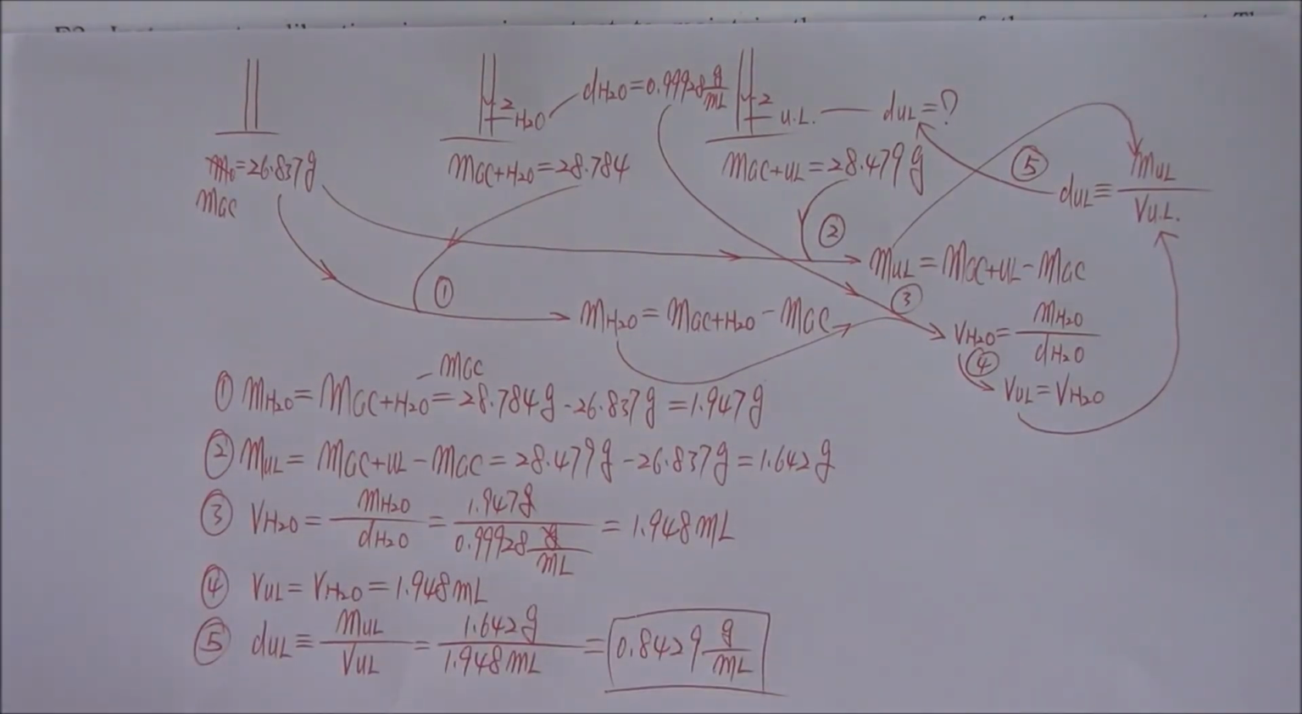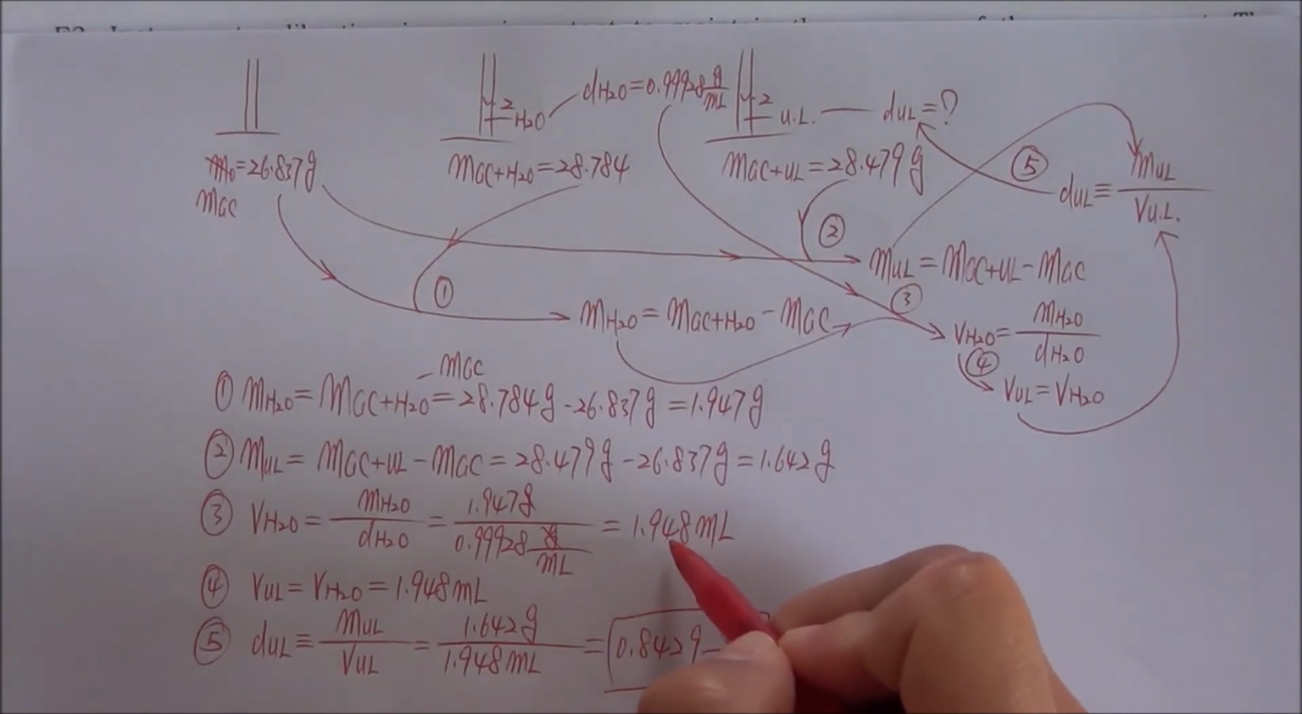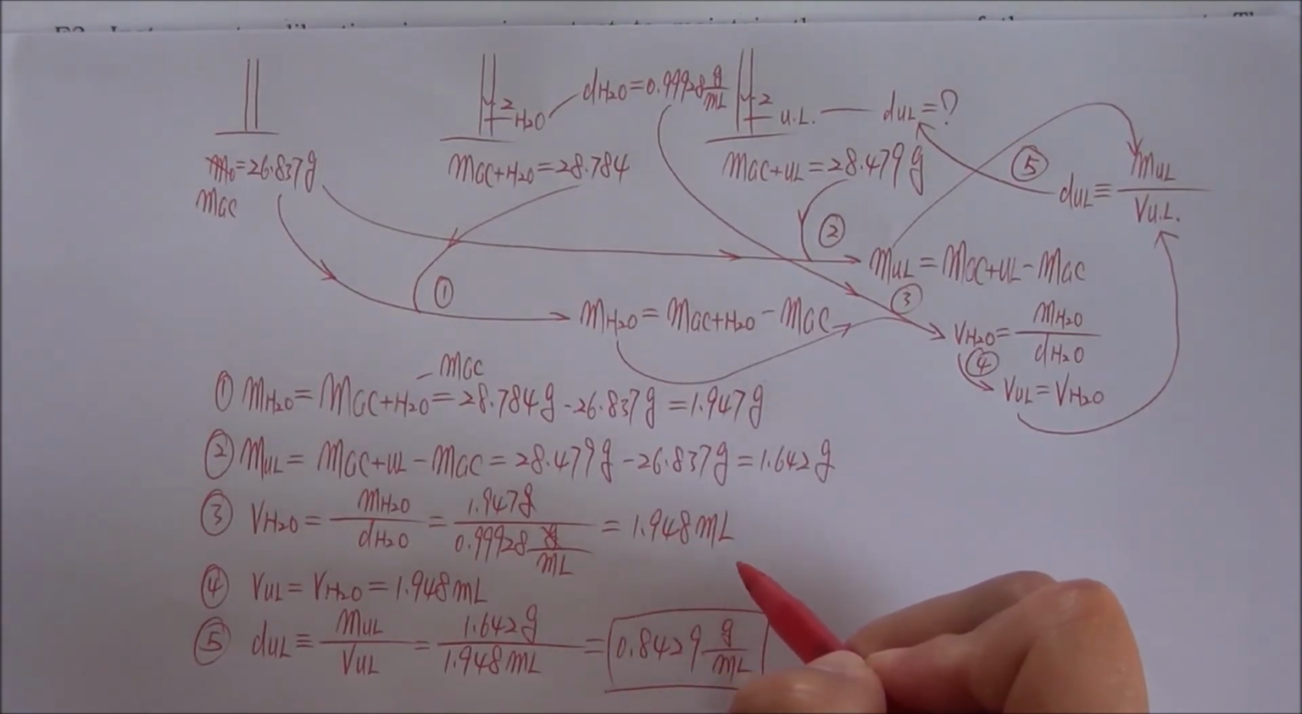From our calculation, the volume at the 2 milliliter mark is 1.948 milliliter, which indicates our calibration is necessary.